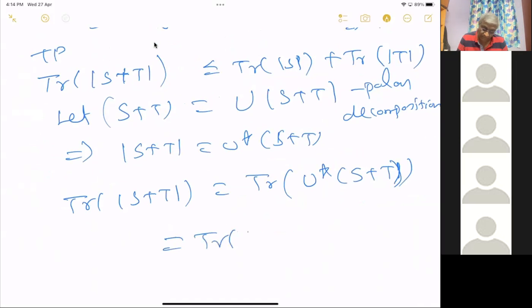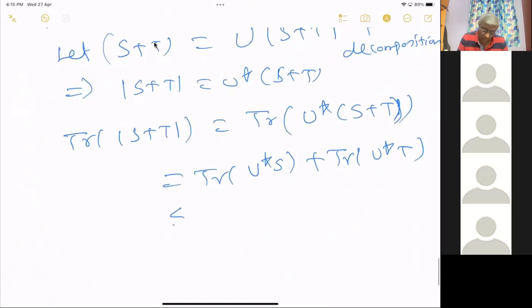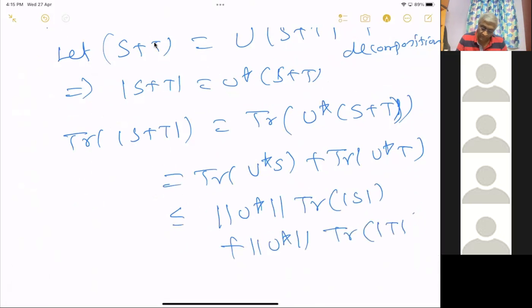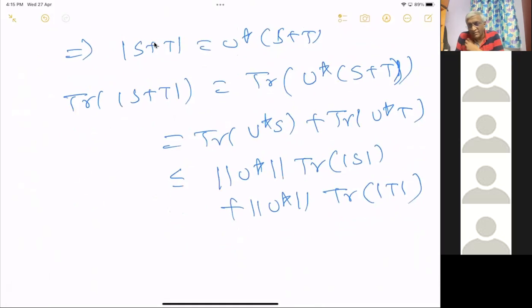So that is equal to trace of U star S plus trace of U star T. Now this is less than or equal to the norm of U star times trace of mod S, plus the norm of U star times trace of mod T. Now the norm of U star, for any non-trivial partial isometry, is 1.